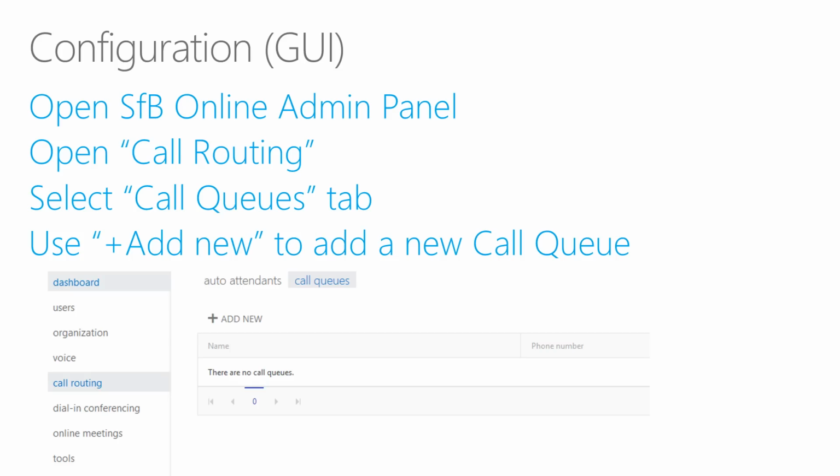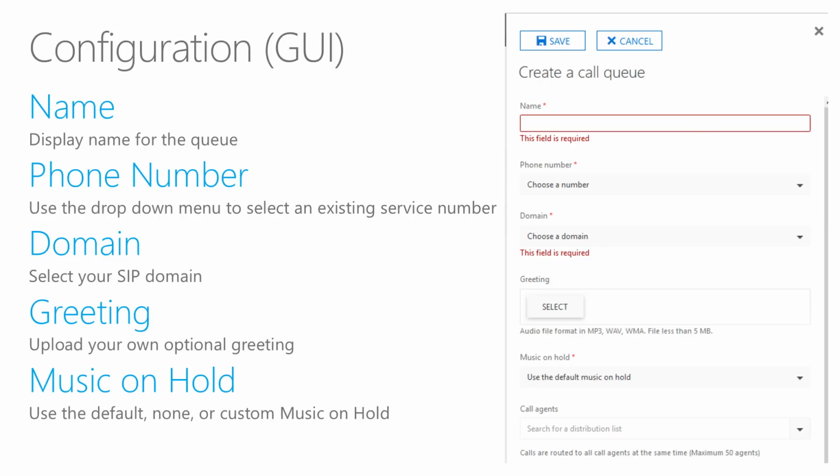So in the Skype for Business Online admin panel under call routing, you can select the call queues tab. Use add new to add a new call queue. You can type in the name, the phone number you can select from the free service numbers, set your subdomain, upload your greeting if you want to, and set your music on hold if you want this.